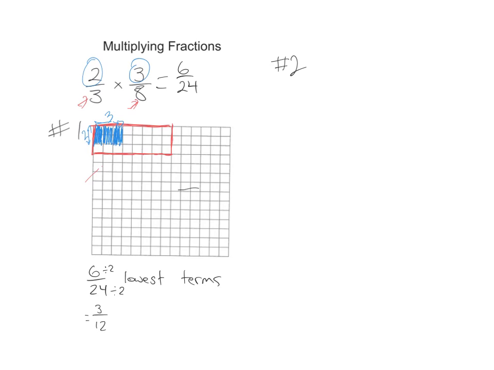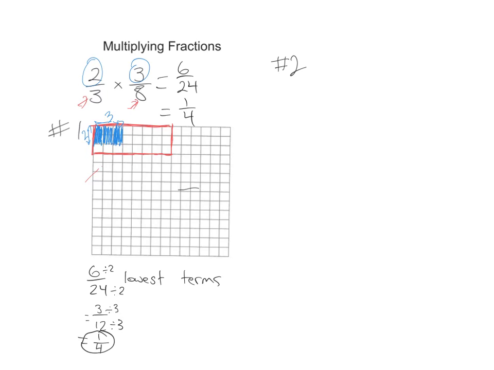Now, I need to ask myself, is it in lowest terms? Could I divide the top and bottom by another number? And you can say in this case, we can actually divide the top and the bottom by 3. So 3 divided by 3 is 1. 12 divided by 3 is 4. So the answer is actually, in lowest terms, 1/4. So I'm going to just write an equal sign up here. 1/4. Okay? So that's how you can use a diagram to actually multiply fractions. Groovy, right?